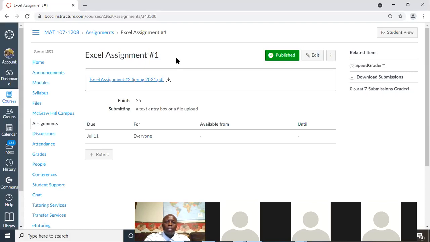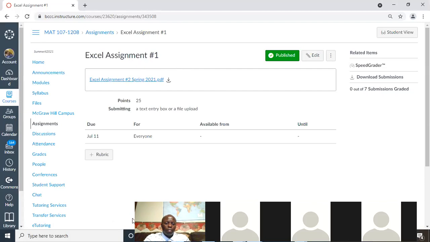Yeah, that's Excel assignment 1. It is considered Excel assignment 1 for this class. If you look at the Excel assignment 2, when you click on that, it will be showing as Excel assignment 3. But for this class, it is considered Excel assignment 2. Okay, I just wanted to make sure I did the right assignment.